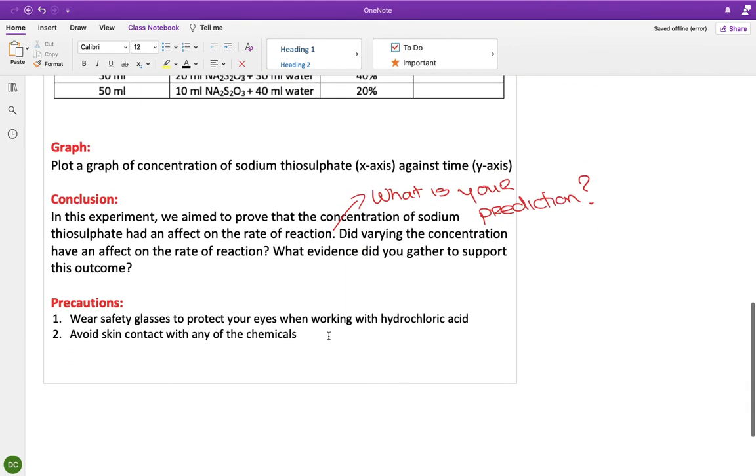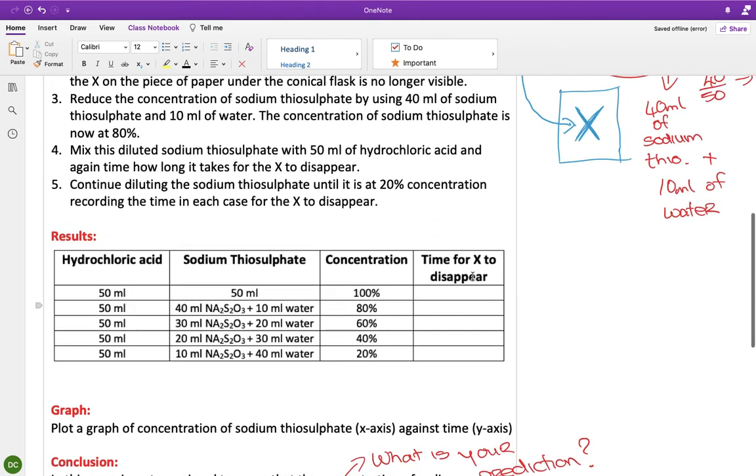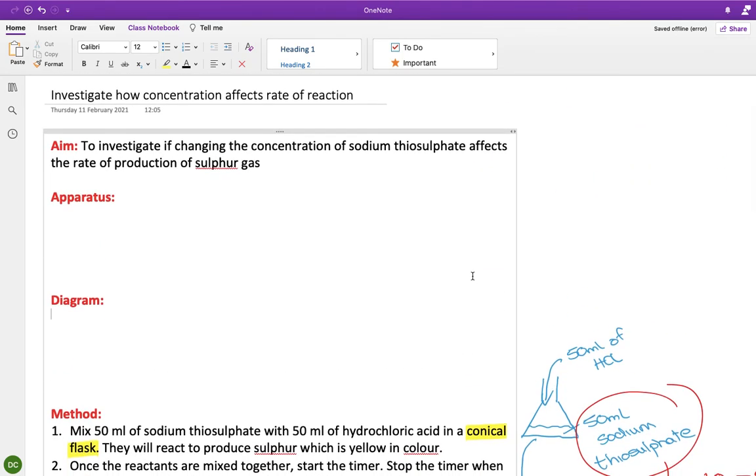And then the last thing here is the precautions. Wear safety glasses to protect your eyes when working with hydrochloric acid and avoid skin contact with any of the chemicals. Okay? So that one needs to be written up, please.